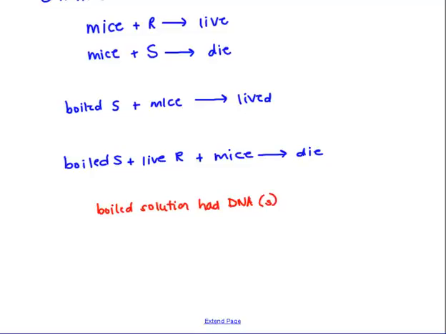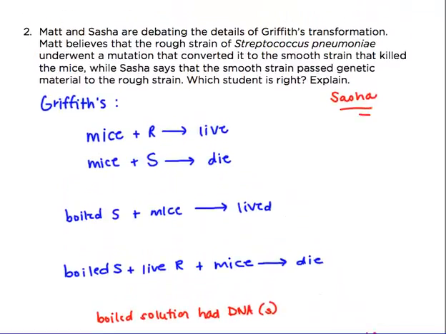And when this was mixed with the live R bacteria, they went through a process known as transformation. And this is where a bacteria takes up naked DNA from the environment. So when the R strain of bacteria took up this DNA from the S strain, it actually ended up expressing the proteins from the genes and the proteins from this DNA, which made it lethal toward the mice. It didn't undergo some mutation, so in this case, Sasha is right.